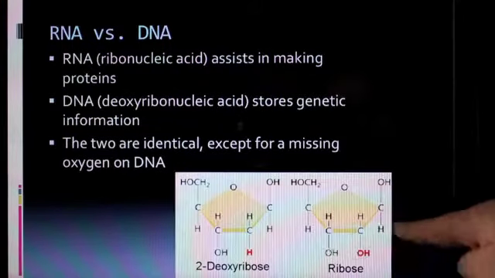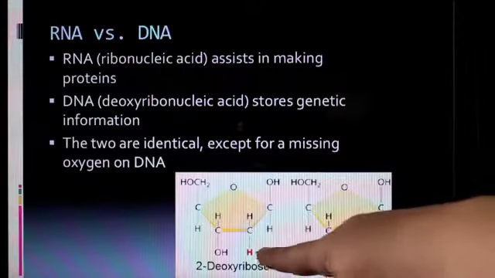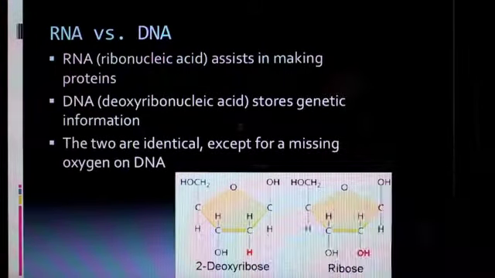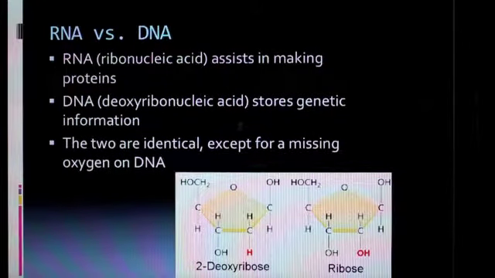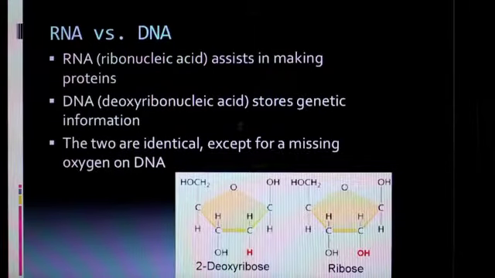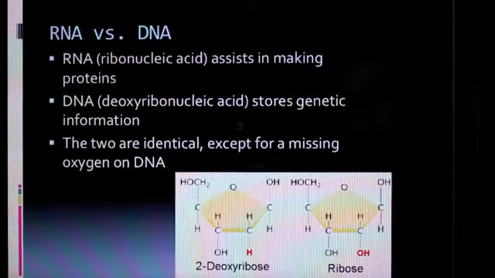So here's the ribose sugar. Here it has an OH. Deoxyribose, it's literally without oxygen, deoxy. This hydrogen has lost its oxygen. Now this looks like just a little minor change, but it's actually a big deal. Deoxyribose is a lot more stable than ribose. So DNA can be used for long-term storage, while RNA really cannot.